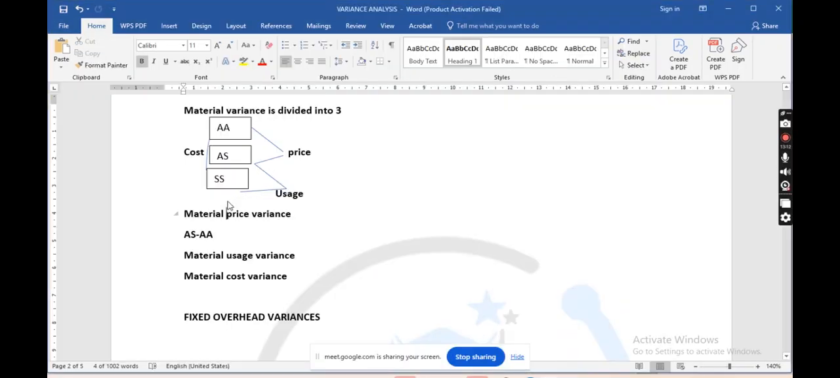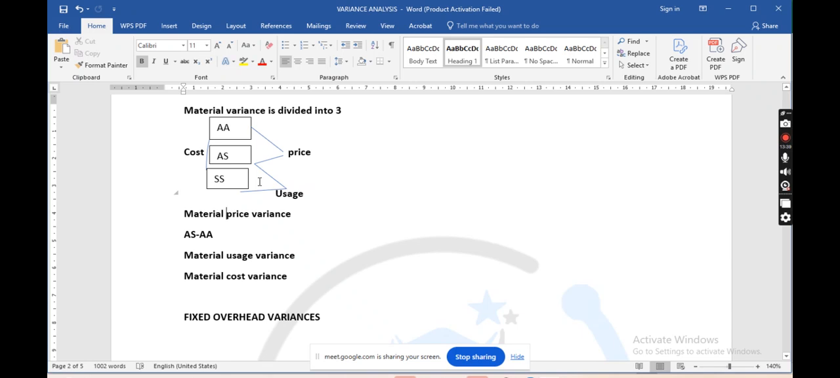We said someone is AA. Maybe Mr. B is AS. Mr. C may be SS. Now, the material price is divided into two, right? Material variance is divided into three. The last one is material cost. And I said the addition of material price and usage will give you the material cost variance.